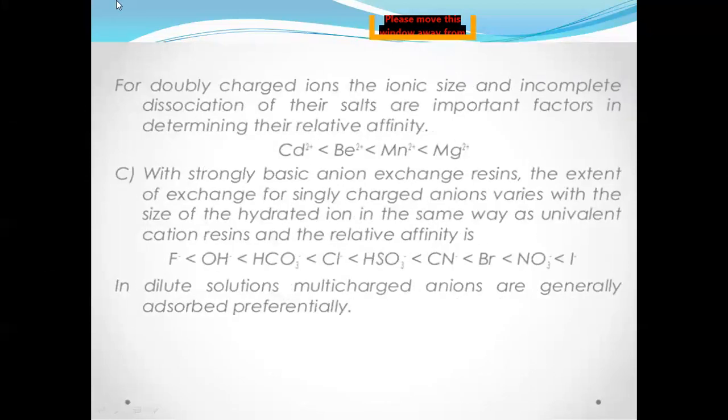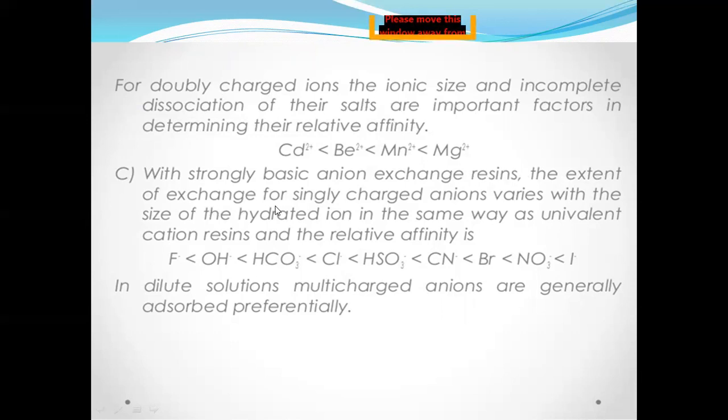Next, for doubly charged ions, cadmium plus 2, barium plus 2, magnesium plus 2, this scenario changes depending on charge. In the previous case, we had a single positive charge. But in the case of doubly charged ions, the ionic size and the incomplete dissociation of the salts are important factors in determining relative affinity.